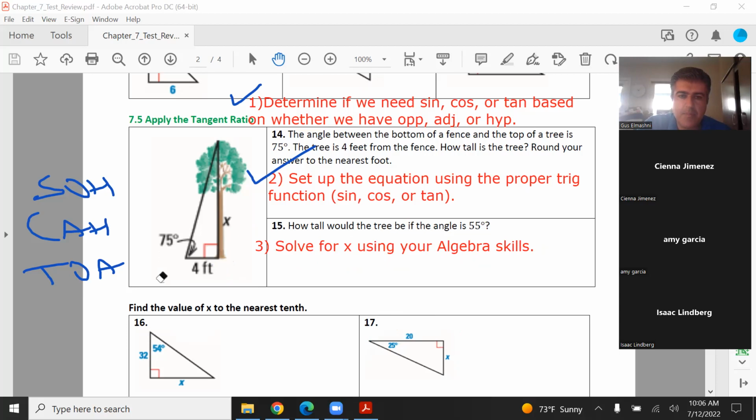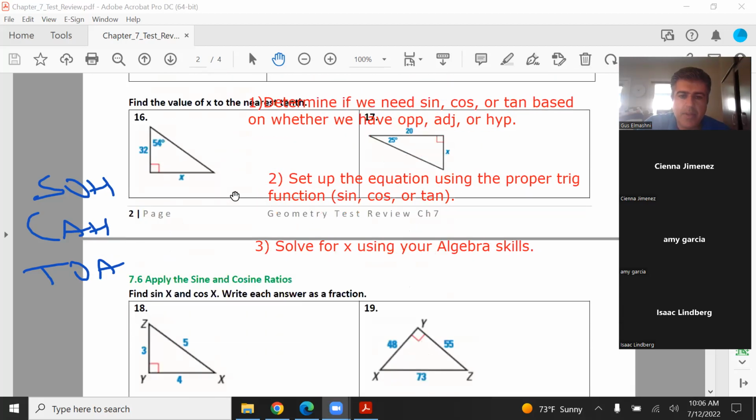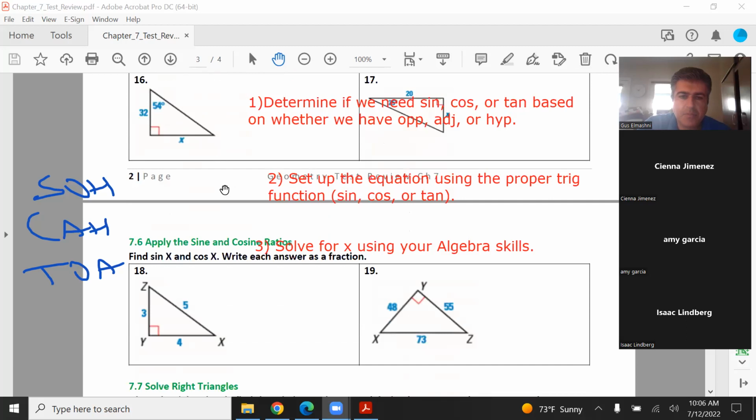Let's try another one. Let's look at number 19. This one actually just asks to find the sine of x. So opposite is right here, hypotenuse is right there. We're looking at x. So sine x is just 55 over 73. Not that hard.